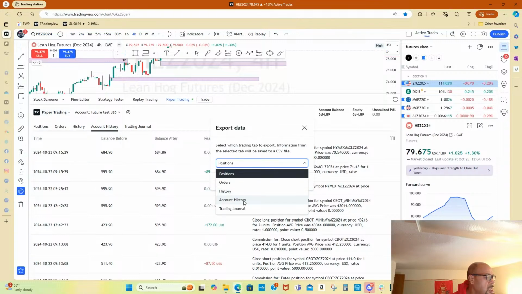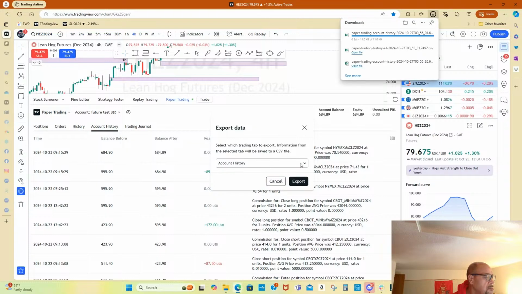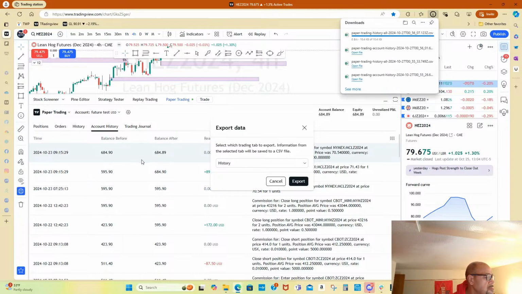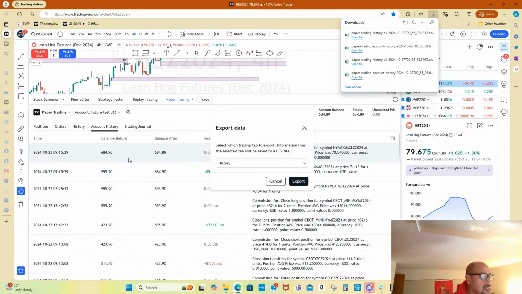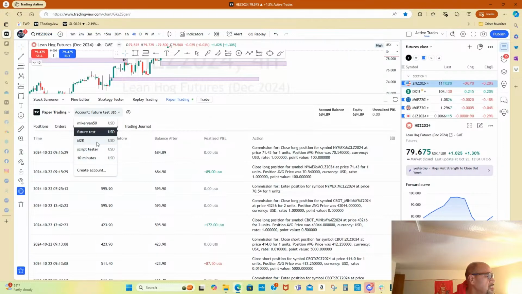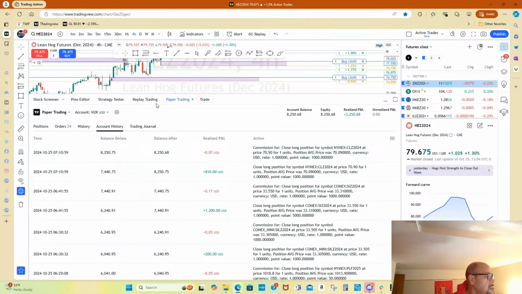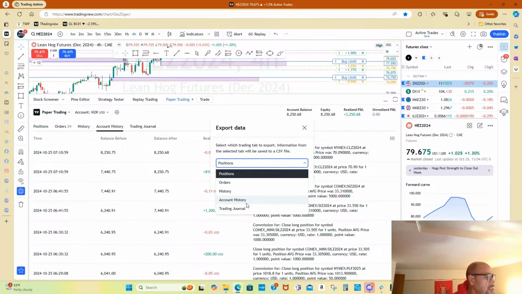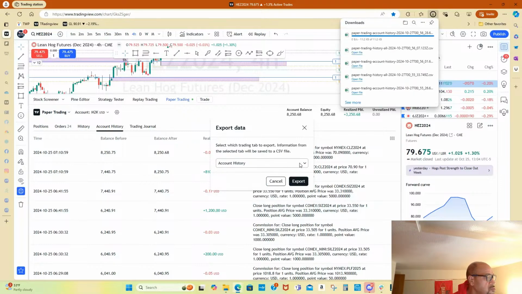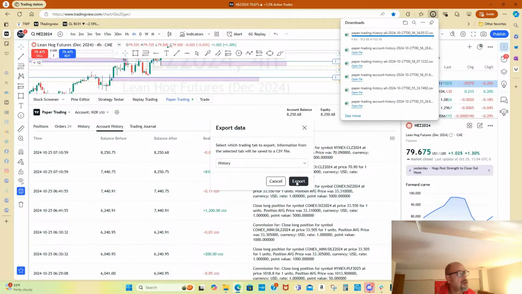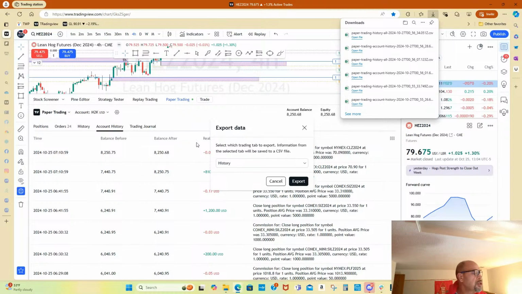Export account history and export history. Interesting that the security thing pops up when we get to the history. All right, export data: account history, one, and the history, two. And there goes that thing. All right.